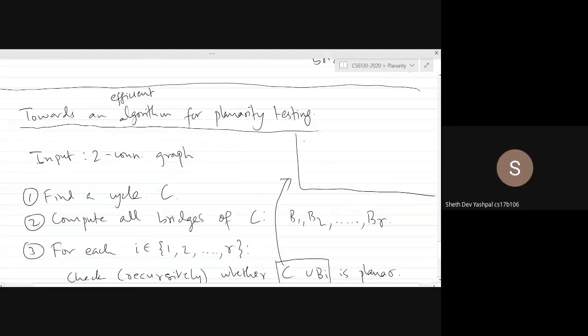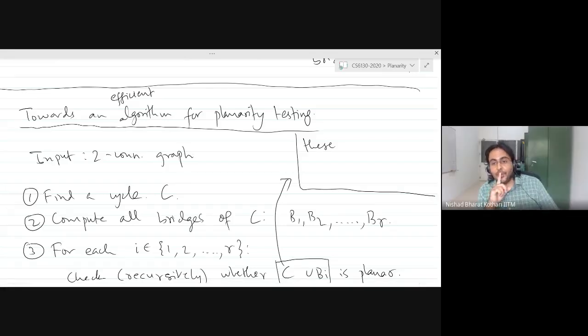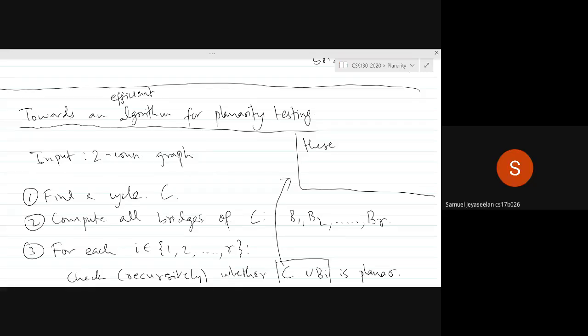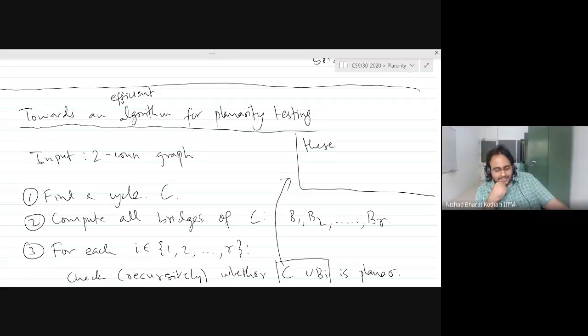Sir, sorry, a doubt here. Instead of testing for planarity of C union BI, can't we just test for BI? Good point. I would like us to think about it and see what happens. What do people think? Can we just check for the bridges, or do we need to include the cycle? We should include the cycle also. Think about it.